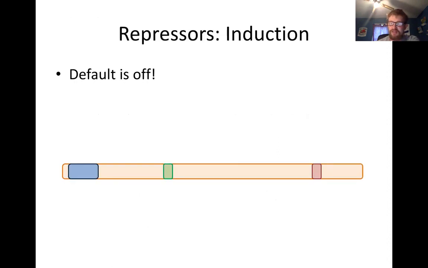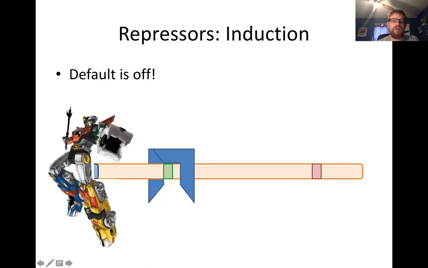So here is a little bit of an animation of what's going on. Here you have a repressor. It's bound downstream, so it's kind of setting up a roadblock for that RNA polymerase. So this is RNA polymerase.